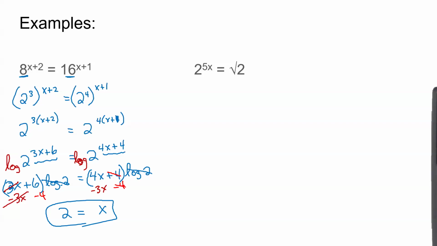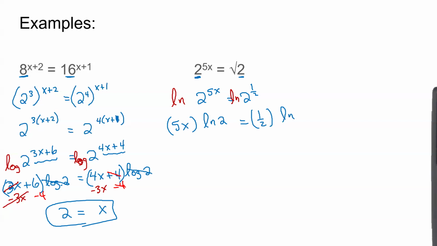Here's another one. Doesn't seem obvious at first, but here's a 2 and there's a 2. And the trick on this one would be to rewrite it, leave the left-hand side alone. But I could write this as 2 to the 1/2 power, like that. Okay. Now, if I come in here and take the natural log of both sides, or the common log, the power rule would let me bring those exponents down, and I'd have 5x times the natural log of 2 equals 1/2 times the natural log of 2. And I could cancel those natural logs of 2.